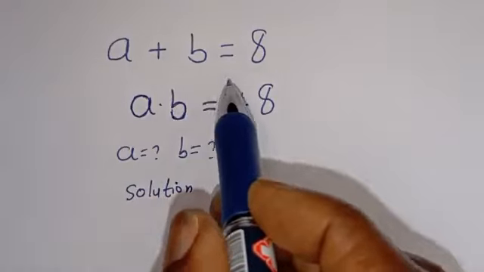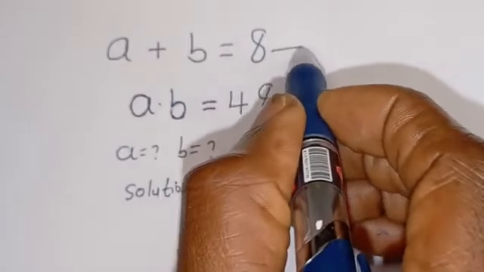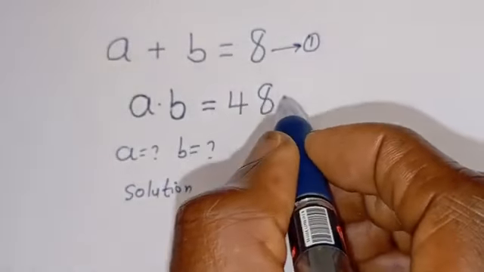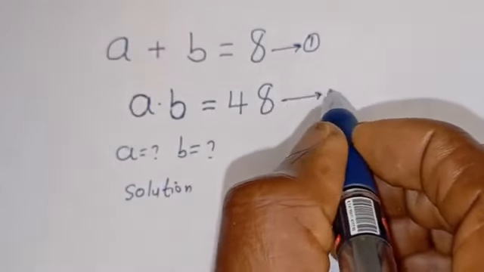A plus B is equal to 8. Let's call this equation 1. AB is equal to 48. Let's call this equation 2.